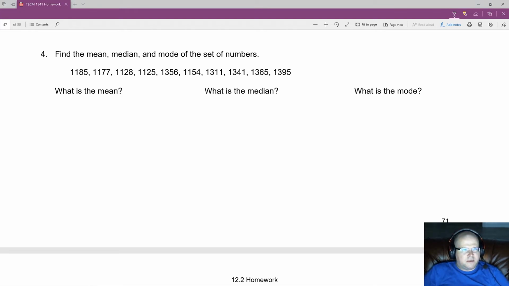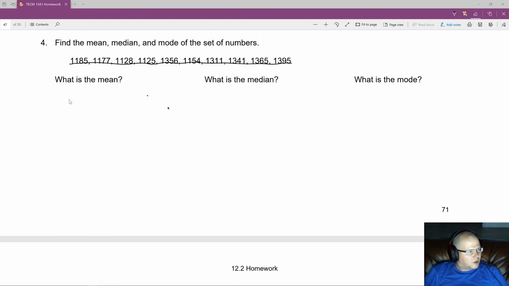We are going to find the mean, median, mode of the set of numbers. So if we add all these numbers together, what we get is 12,537. And since there are 10 numbers, we would divide by 10, and that would give me 1,253.7. Next, if we wanted the median, we would take two numbers in the middle, and because there are 10 of these, we would divide by 2.